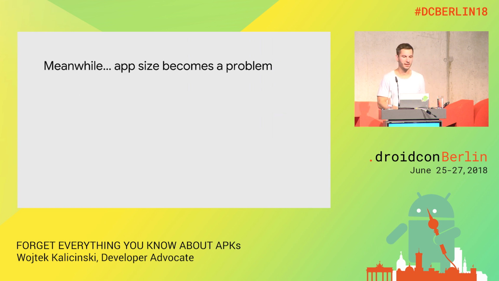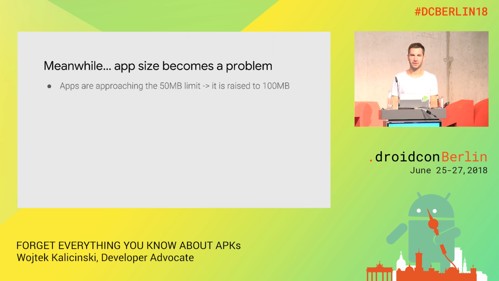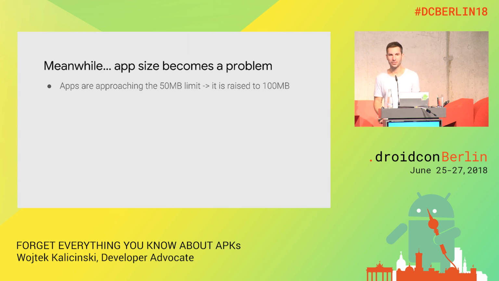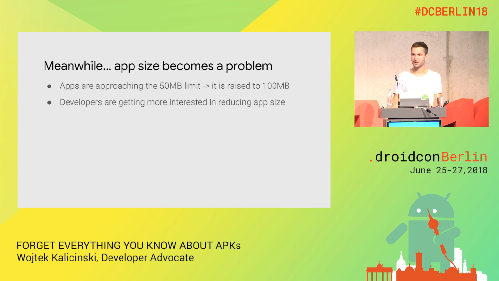In the meantime, as time passed, app size became a problem. It was steadily going up, and not as fast as storage on devices or as fast as internet connections or internet prices. And so at some point, the limit on the Play Store was 50 megabytes. It turns out that some very, very popular apps started reaching that limit and were very afraid of adding new features. And at some point, Play had to raise it to 100 megs. But developers started getting more and more interested in APK size and app size in general. I actually wrote a few articles about that. Developers liked it, and so I continued exploring that topic.